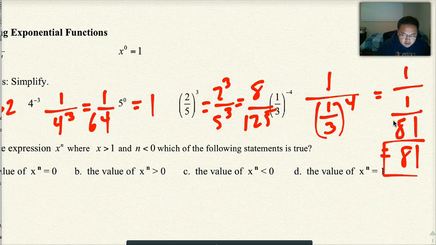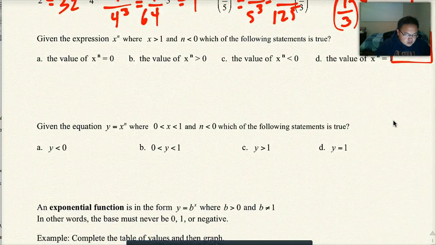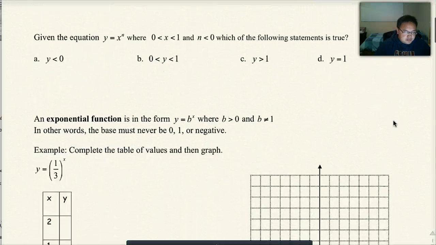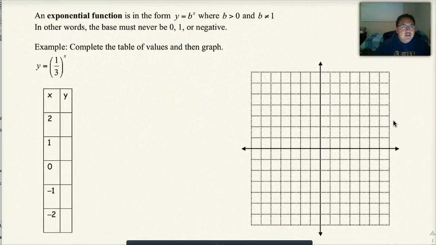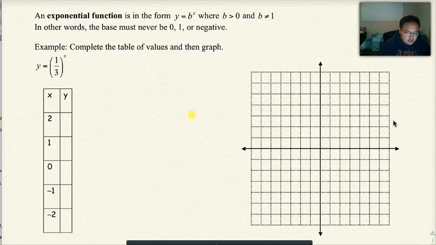So hopefully you all remember the basic exponential rules. Okay, so we're going to skip over this middle part and jump down to the bottom where it says graphing an exponential function. You should know that the definition of an exponential function is any function in the form y equals b to the x, where you have some number and it's to the x power. That is an exponential function.